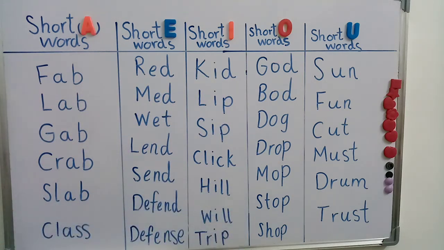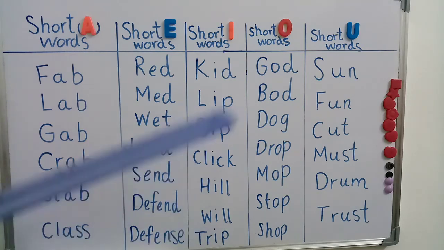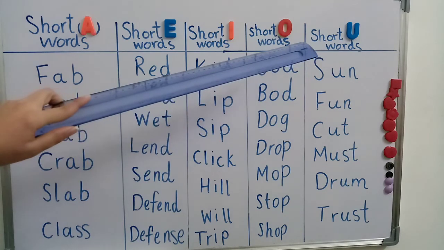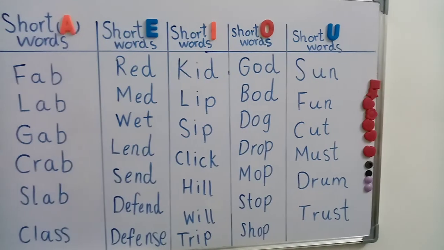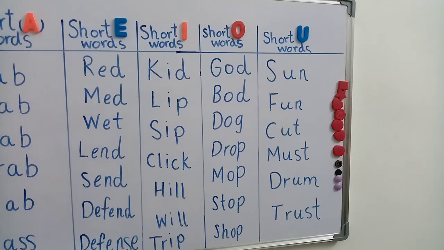Okay, now let's move to the short U words. What does the U say? The last vowel here we have is the letter U. The U says uh. Every letter makes a sound. The U says uh. Okay, let's focus on the letter U here. So the sound of U is uh.